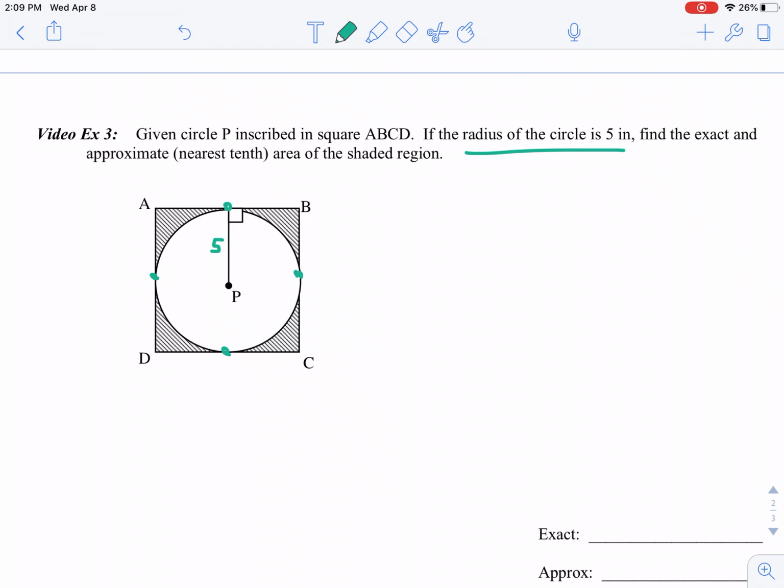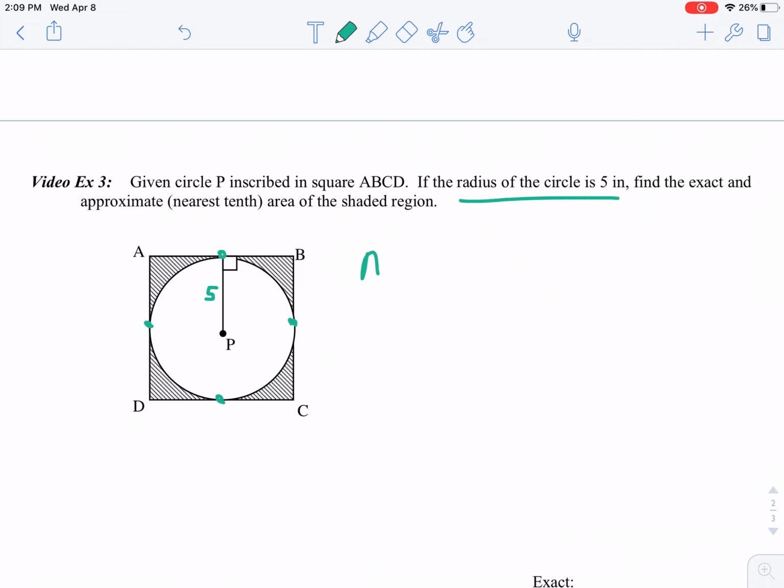of the shaded region. So whenever we have a shaded region, we're either looking to break the shaded region into parts that we can add up, or we're looking for a total area that we can take away the white space. So in this case, I think that's the easier strategy. I'm going to do the area of the square minus the area of the circle, and that's how I'm going to find the area of my shaded region.